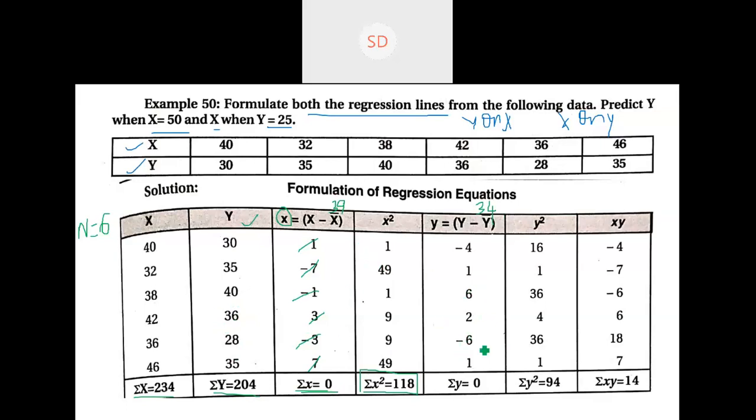Again, if you see, you will be able to cancel a lot of things. See, minus 6 plus 6 will go. 2 plus 1, okay, 3. 3 plus 1, 4. So plus 4 minus 4. Your sigma y is equal to 0.